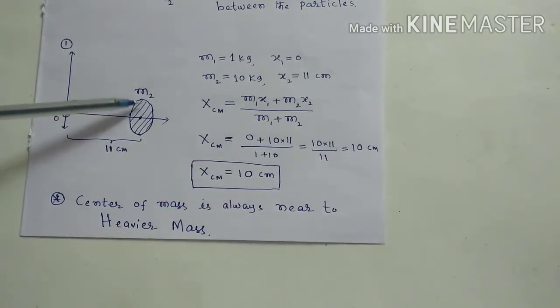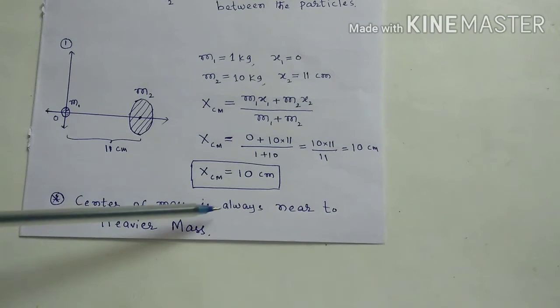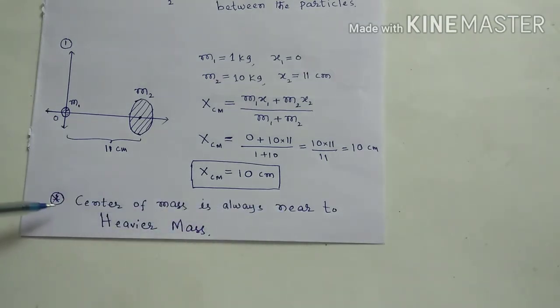It is very near to M2. Why? The reason is like this. The mass of the second particle is much higher compared to the first particle. So the center of mass is always near to the heavier mass. This is proven. So the center of mass is always near to the heavier mass. This is an important point you have to remember. You got it?